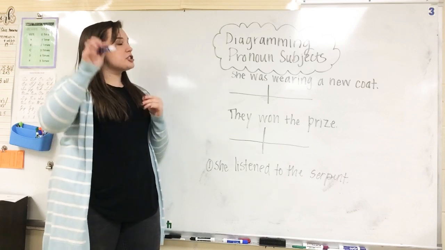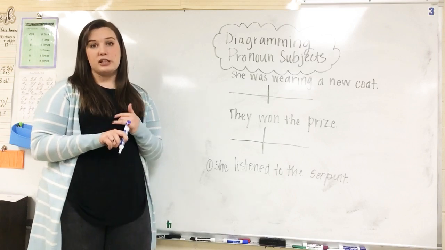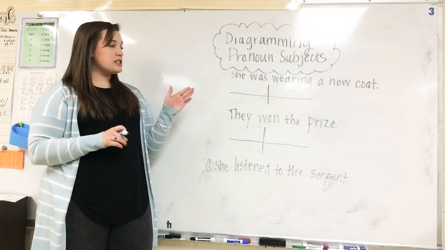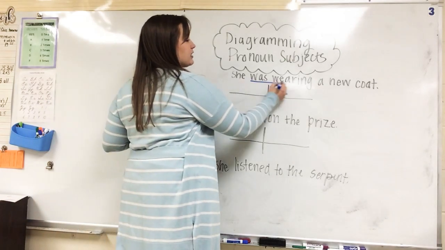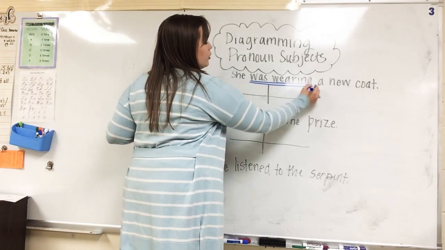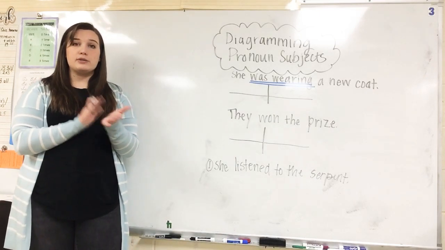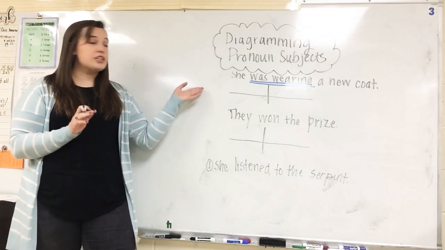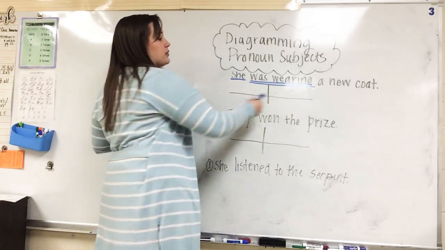The sentence says, she was wearing a new coat. First we need to find our verb. What is our verb? What's happening? Was wearing. We have a helping verb and an action verb in there. Good. Now, who or what was wearing? She. She is our subjective pronoun, right? Good. So we always start with our verb.